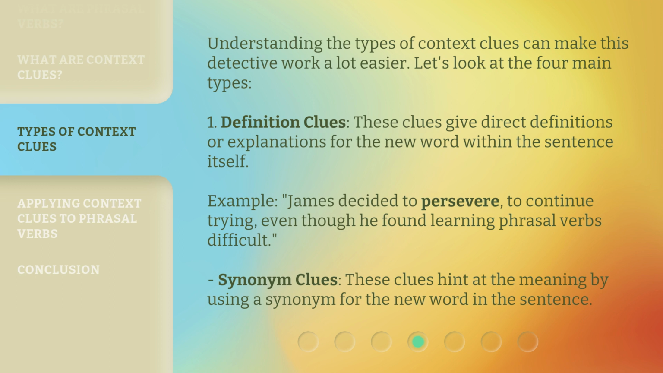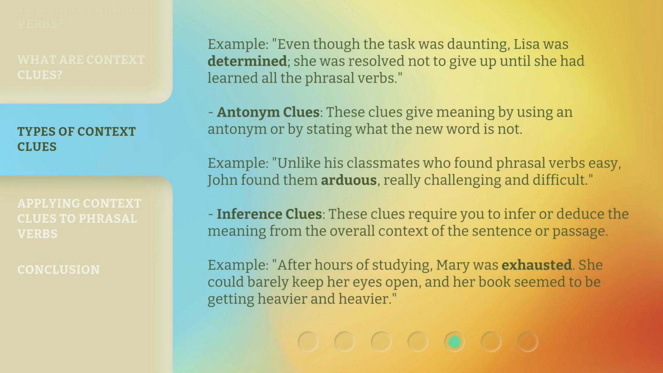2. Synonym clues. These clues hint at the meaning by using a synonym for the new word in the sentence. Example: Even though the task was daunting, Lisa was determined. She was resolved not to give up until she had learned all the phrasal verbs. 3. Antonym clues. These clues give meaning by using an antonym or by stating what the new word is not. Example: Unlike his classmates who found phrasal verbs easy, John found them arduous, really challenging and difficult.